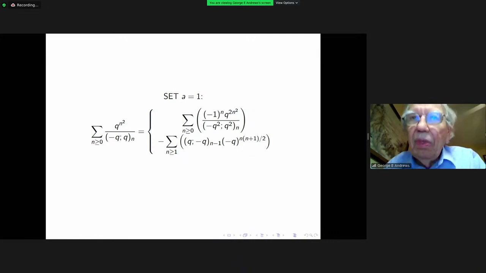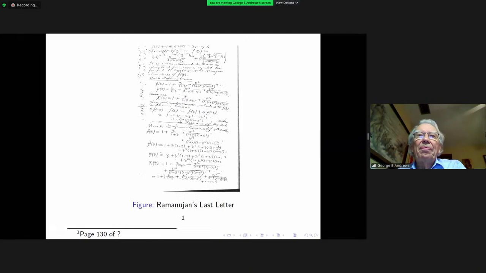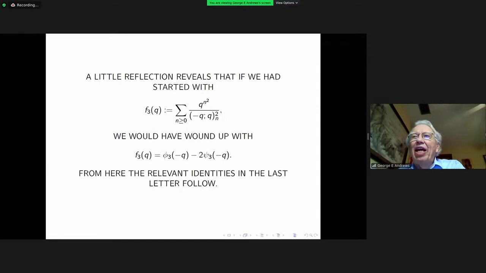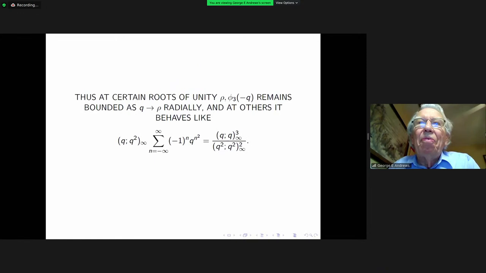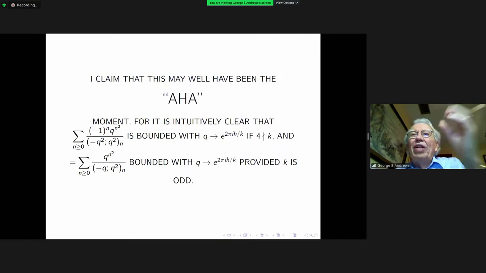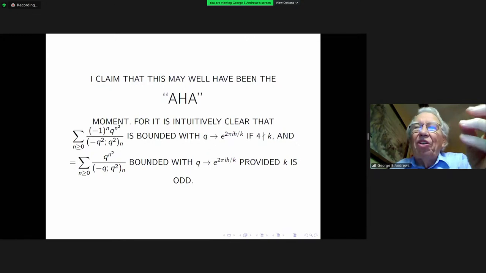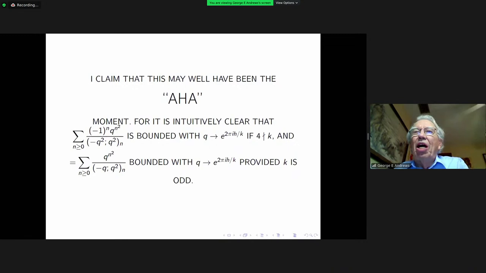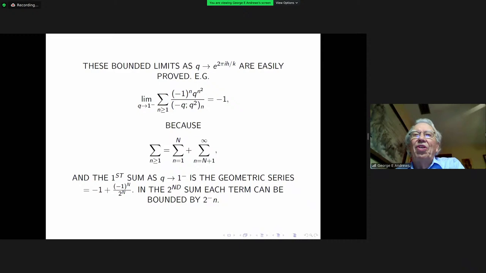The reason that you get this wonderful mock theta function behavior is precisely because of this behavior near the unit circle. And so once he saw that, then he realized that these functions weren't some sort of modular form. They behaved in really this radical way: in effect, half the time they're behaving exactly like a modular form, and the other half the time they are bounded as they approach the unit circle. And it seems to me very likely that this is the case.